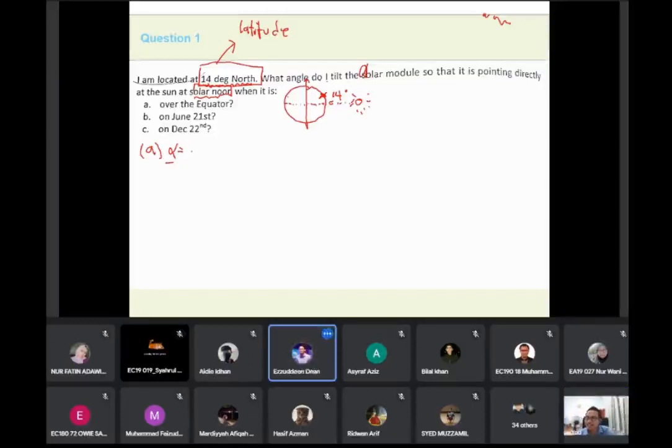Ya, saya. Where should we start? Alpha equal to what? 90 tolak 14, betul? 90 minus 14. How much is it? 76. 76 degree. Okay. Facing what? Facing south. Facing south. Okay.